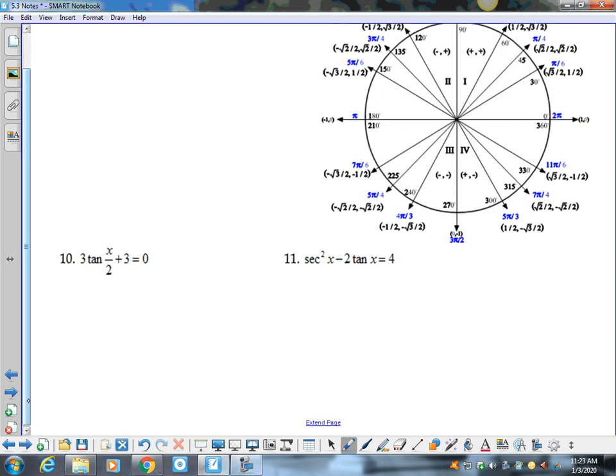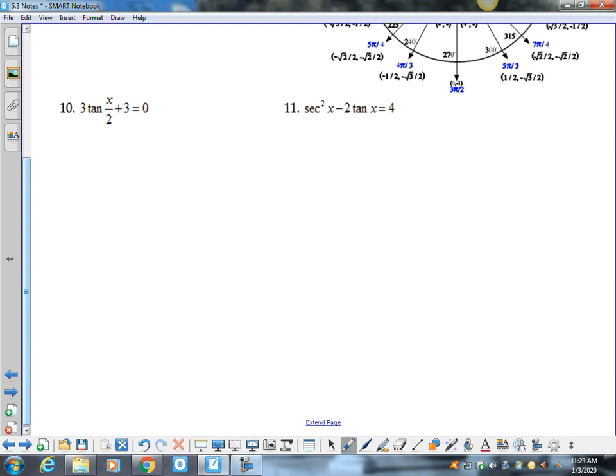So number 10. Okay, so the first thing I'm going to do, the angle is definitely jacked up, but the first thing I'm going to do is isolate my trig. So I'm going to subtract 3, and then I'm going to divide by 3. So that's going to give me tangent of x over 2 equals a negative 1. So I'm going to completely ignore this, and I just want to find where is tangent negative 1.